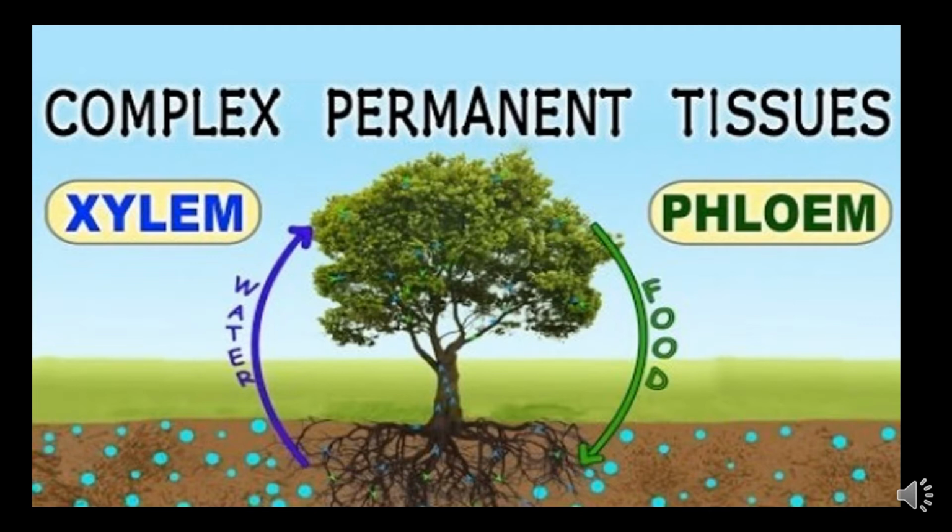Complex permanent tissue is basically of two types, and this is actually the main vascular tissue of the plant. It means it helps to conduct materials. As you can see here, the tissue which conducts water from the roots to the upper parts of the plant is called xylem, and the tissue which transports food from the leaves to the other parts of the plant is called phloem. So xylem and phloem are the two types of complex permanent tissues.